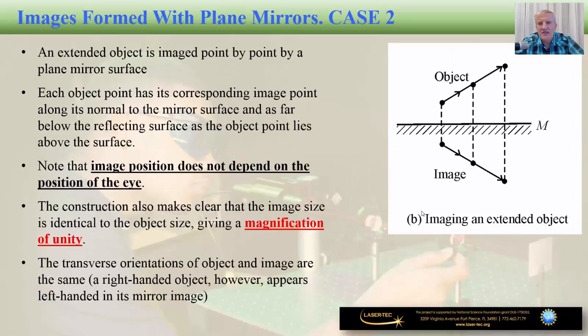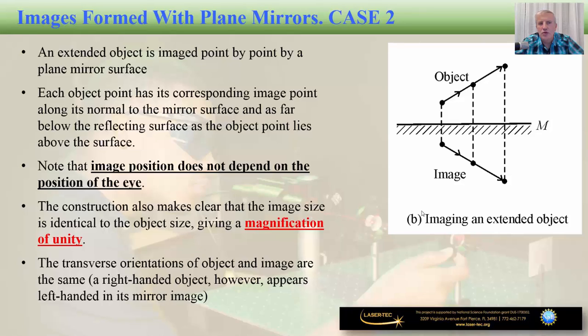If you have a more complex type of object, then you're going to be tracing its mirror image point by point. In other words, you're going to take some of the points of the object and mirror image them in the mirror, similar to the previous slide. So each object point has its corresponding image point along its normal to the mirror surface, and as far below the reflecting surface as the object point lies above the surface. In other words, the mirror surface serves as the plane of reflection.